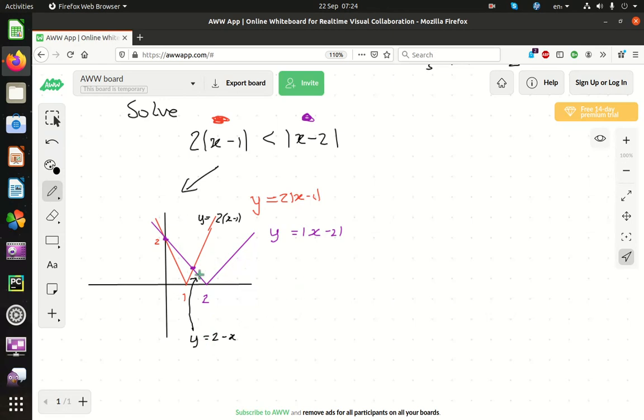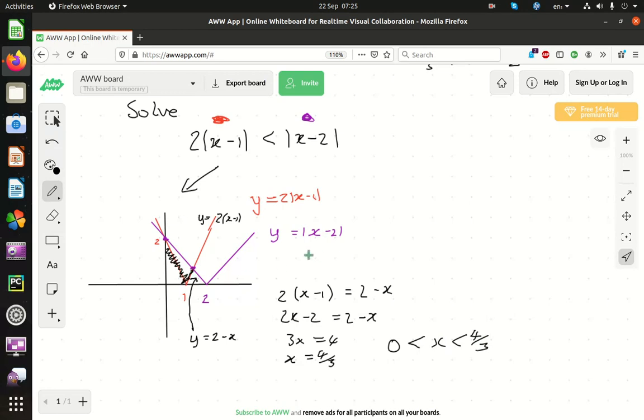We can now find where they intersect. We can just say 2x minus 1 equals 2 minus x. So 2x minus 2 equals 2 minus x. And so 3x equals 4. And so x is 4/3. And so we're going to get 0 is less than x, which is less than 4/3, because all the way along here, the red curve is underneath the blue curve. Done. Okay, I suppose you want to see the square both sides approach.